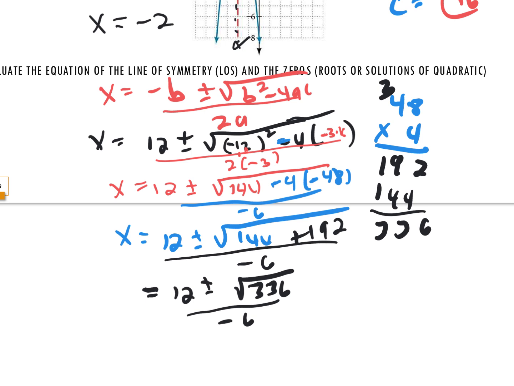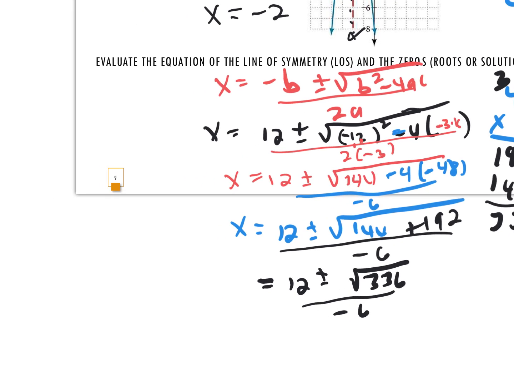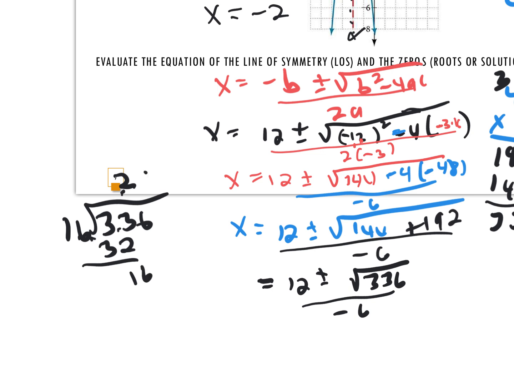16 goes into 33 2 times, giving 1 left over, because 2 times 16 is 32. So that 1 goes with a 6, making it a 16, and 16 goes into 16. If you don't believe me, take out your calculator and let's take 336 divided by 16. 16 goes into 33 twice. 2 times 16 is 32. Subtract, 1, bring down the 6, 21 times.